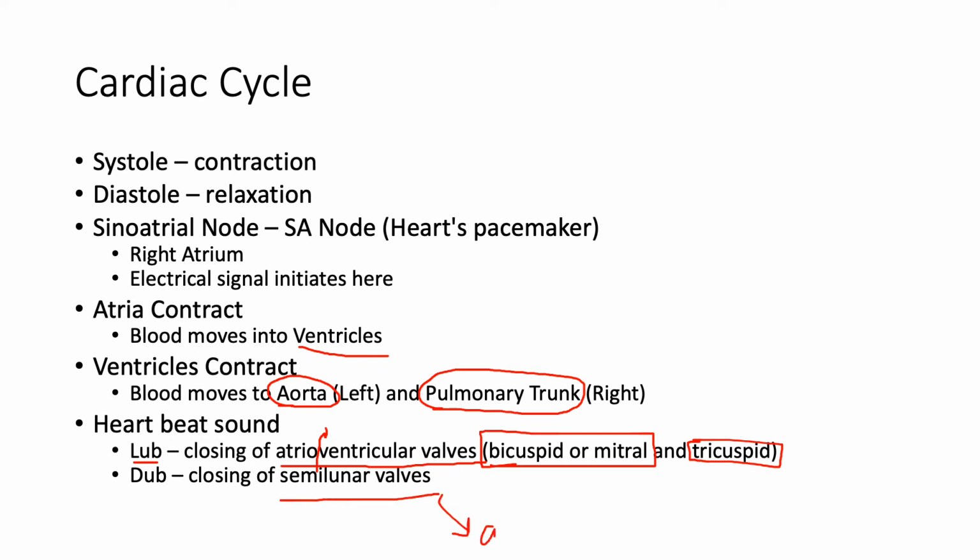So this would be the aortic valve between the ventricle and the aorta, and the pulmonic valve between the right ventricle and the pulmonary trunk.